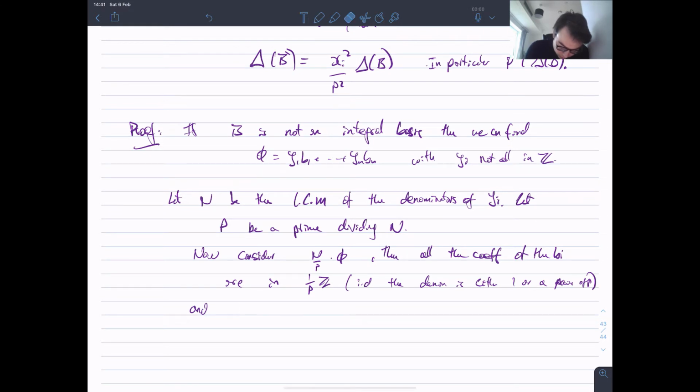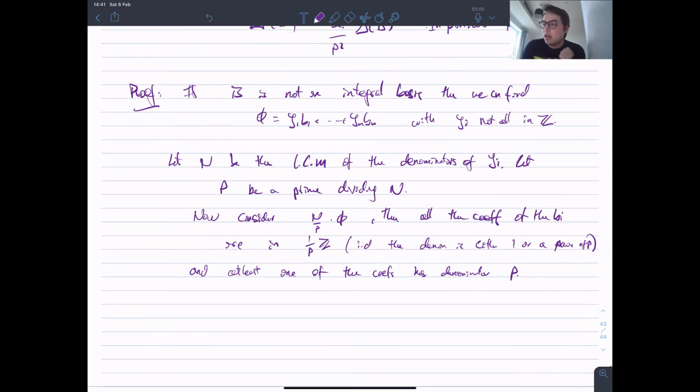So, at least one of the coefficients has denominator p, because these yi's weren't all integers, so there wasn't a denominator. So by relabeling, so just change the names.